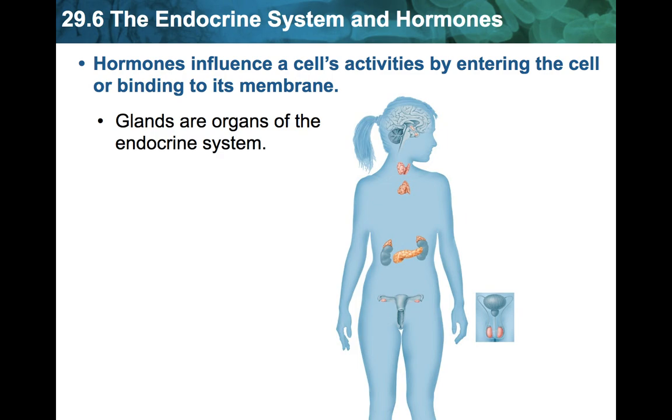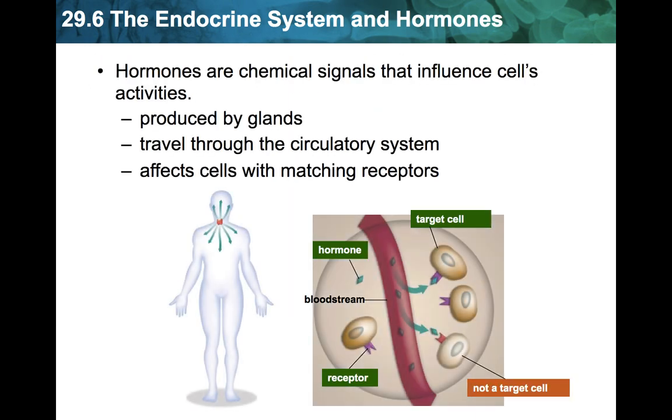Glands are organs of the endocrine system. Hormones are chemical signals that influence cell activities. Okay, they're produced by glands. They travel through the circulatory system, and then they affect the cell with matching receptors. We kind of touched on this, like I said, last week. Now we're getting into more detail.